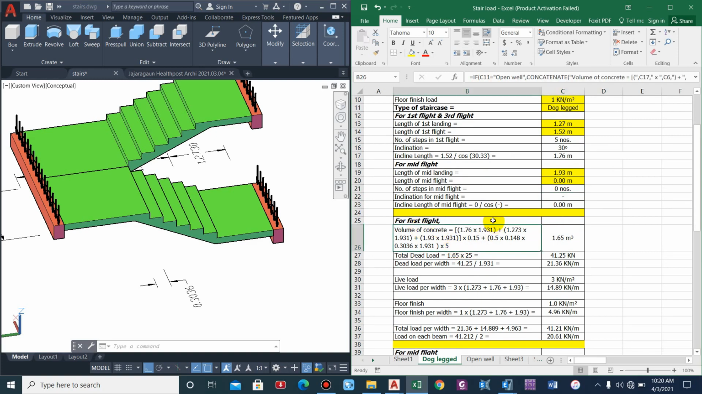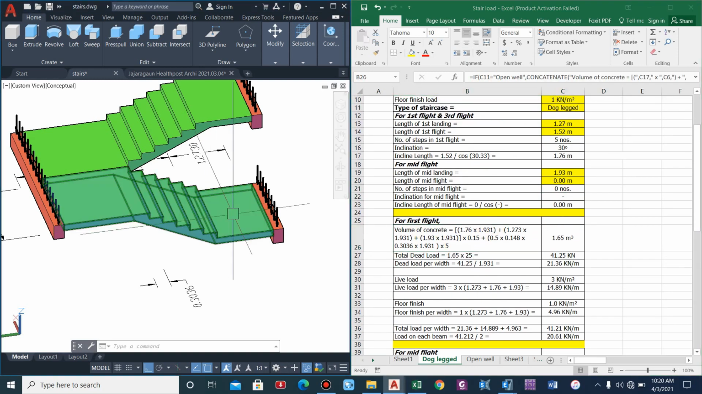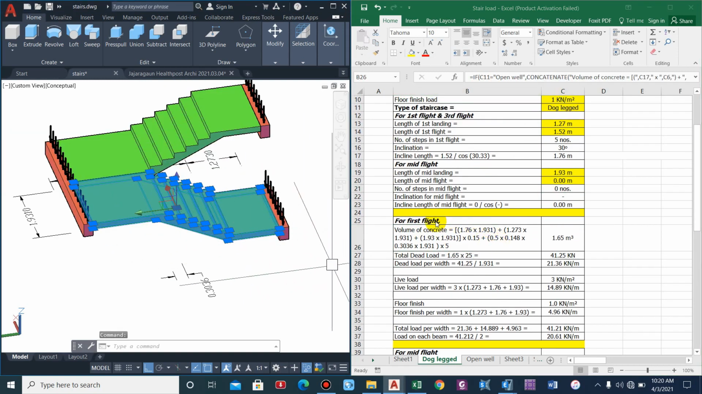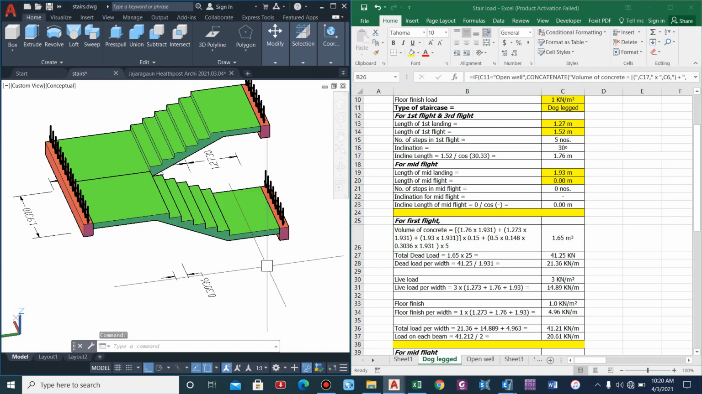Now let us compute the volume of concrete, that is, we are computing the dead load of the structure. For the first flight, we'll use the simple area of rectangle formula and then multiply it with the depth and we'll compute the volume. So volume of concrete is equal to 1.76 into 1.931. Basically this is the length of the inclined slab we have computed over here, into 1.931, that is the width of the slab.